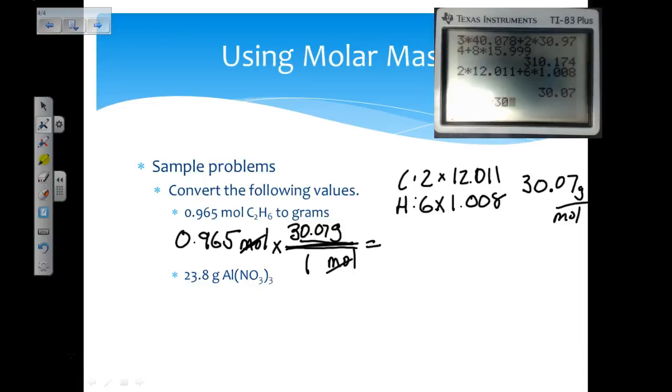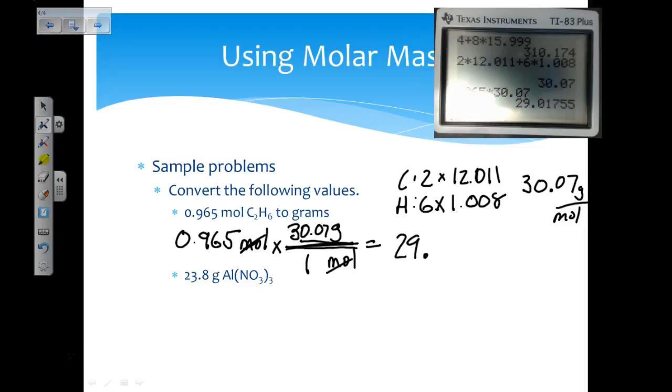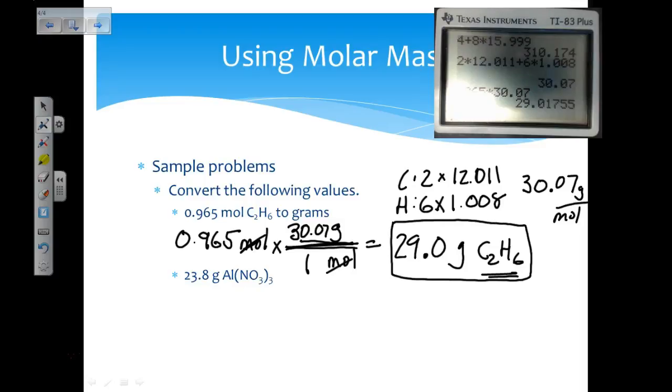When we multiply that together, 0.965 times 30.07, we get that the mass is 20.0 grams C2H6. Always add the compound that you have the mass of. Maybe right now it's not a big deal, but later on when you do this, you may have 4, 5, 6, 12 different compounds, and it's good to know that this is the mass of C2H6.